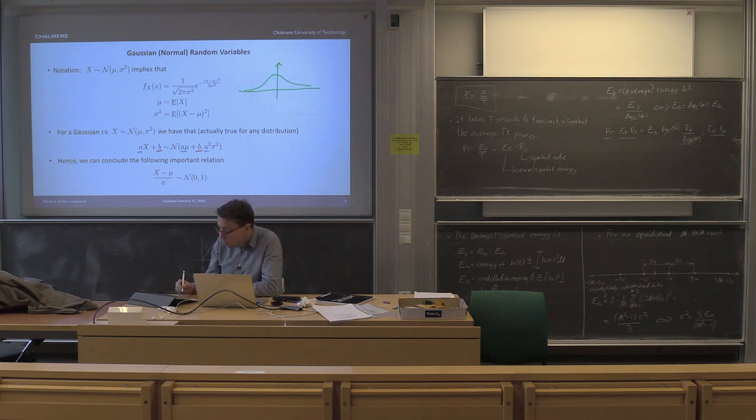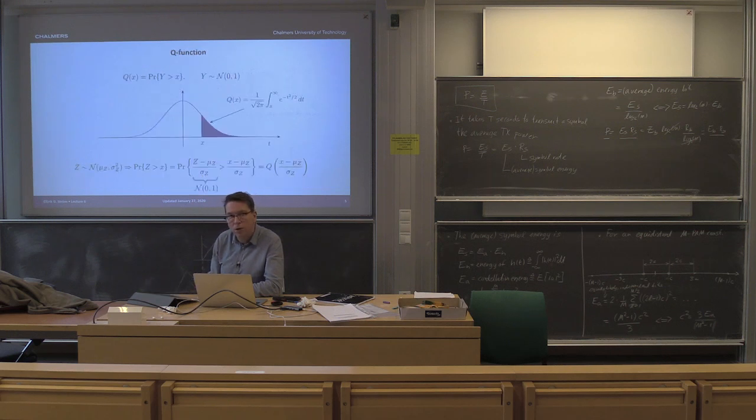Okay. Note that there is no square here. So this is the standard deviation, okay, not variance. That's a rookie mistake to do that. Okay, so it's not very difficult to show this. Maybe you've seen this before. Otherwise, it's not difficult. Okay, then we have the Q function.